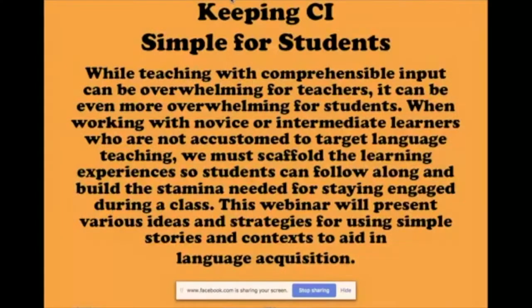Keeping CI, or comprehensible input, simple for students: this is what I'll be talking about today. While teaching with comprehensible input can be overwhelming for teachers, it could be even more overwhelming for students. When working with novice and intermediate learners who are not accustomed to target language teaching, we must scaffold the learning experiences so students can follow along and build the stamina needed for staying engaged during a class. This webinar will present various ideas and strategies for using simple stories and context to aid in language acquisition.